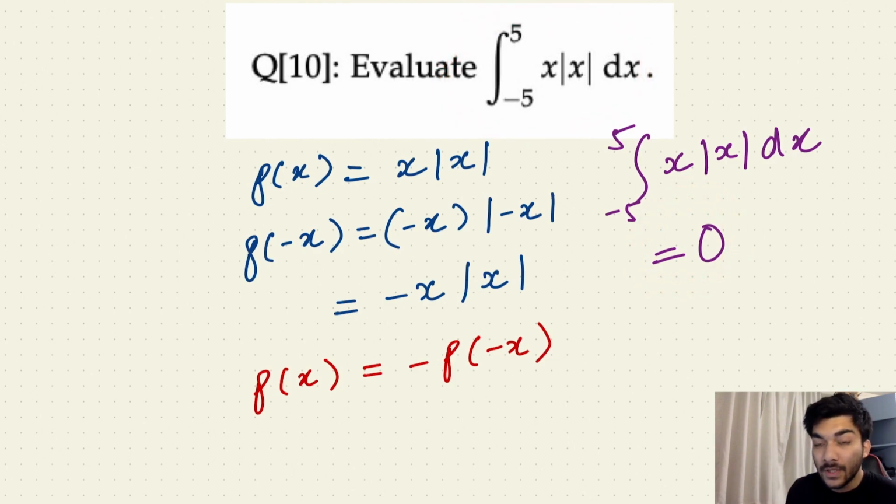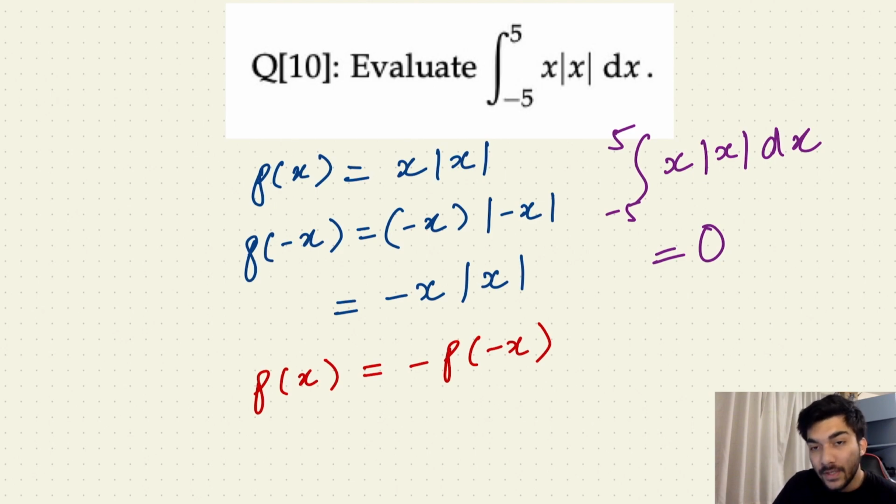You can also confirm this by sketching the graph of this function. You'll clearly notice that when you take the signed area of x mod x from the given endpoints, x equals minus 5 to x equals 5, you'll get a 0 at the end as your final answer.